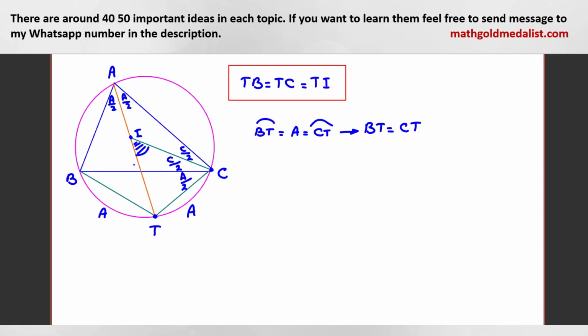No. It's not center of this circle. It is in center. It's A over 2 plus C over 2. Exactly. Exterior angle. Sum of two non-adjacent angles. So we can say it is equal to A over 2 plus C over 2, right? So this angle is equal to this angle, right? So isosceles triangle TCI, right? Angle CIT is equal to angle ICT, so we can conclude they are equal to TI, right? Okay, understood?